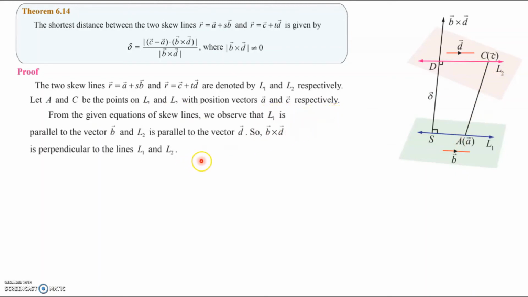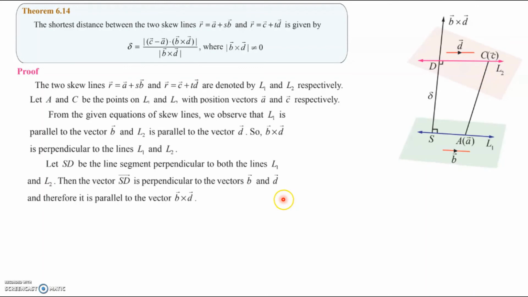Great. Next, from the given equation of skew lines, we observe that L1 is parallel to vector B, because it's given here: A plus S B vector. So the B vector is parallel to this line L1. Similarly, D is parallel to line 2, so L2 is parallel to vector D. If we take the cross product of B and D, then it's perpendicular to the lines L1 and L2. The cross product of B and D will be perpendicular to the lines L1 and L2.